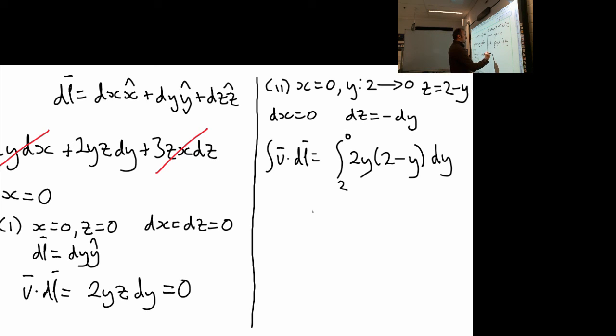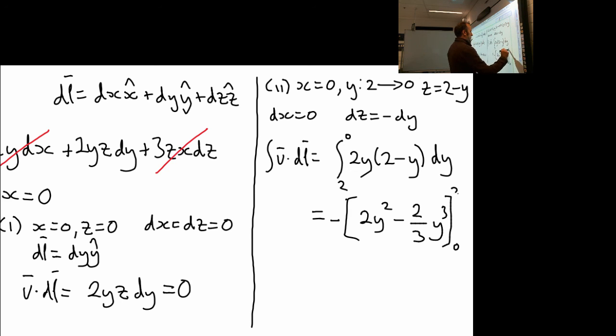So now if we integrate this, I'm going to reverse the limits and put a minus on the outside. We are going to get 2y squared minus 2 over 3 y cubed, and that's from 0 to 2. So this is going to give us 2 times 4, which is 8, minus 16 over 3, which gives minus 8 over 3.